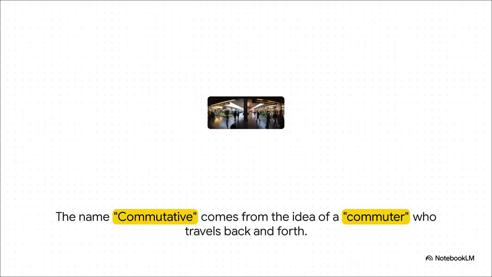And here's a cool little tidbit. The name commutative actually comes from the word commuter. Someone who travels back and forth from home to work. Just like a commuter can go either way on their route, numbers can swap places and you still end up at the same destination. It's a neat little way to remember it.